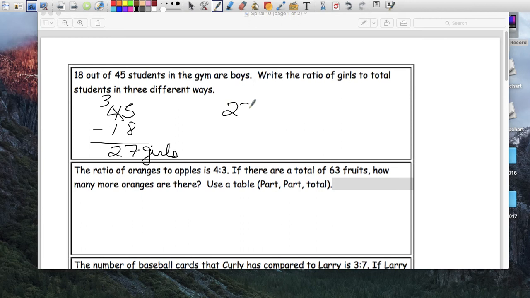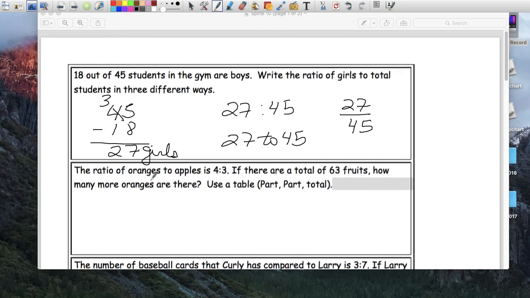You want to write the ratio of girls to total students. Well, there's 27 girls, to how many total students? 45. That's one way of writing it, with a colon, 27:45. Using the word to, 27 to 45, and as a fraction, 27 over 45.